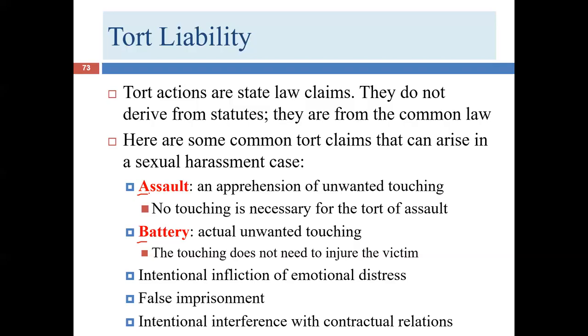These are very common tort claims. Now these terms, assault and battery, are also criminal law claims. The terms in the criminal law context have different meanings. This isn't a criminal law course, so we're not going to talk about those.